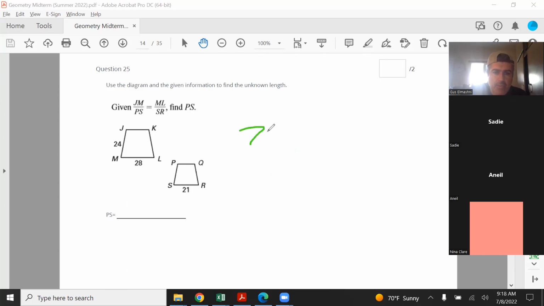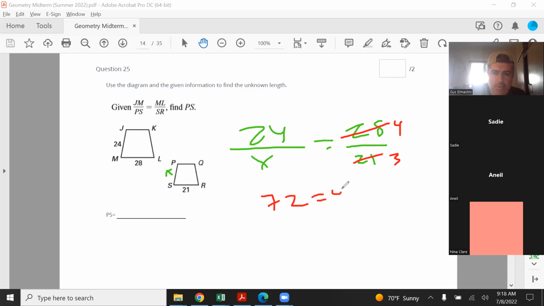JM is 24. PS, I do not know. We'll call it X. ML is 28. SR is 21. Divided by 7, that's 4/3. 72 equals 4x. X is 18. So you get that one there.